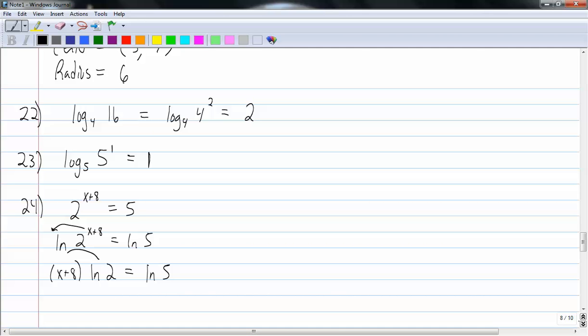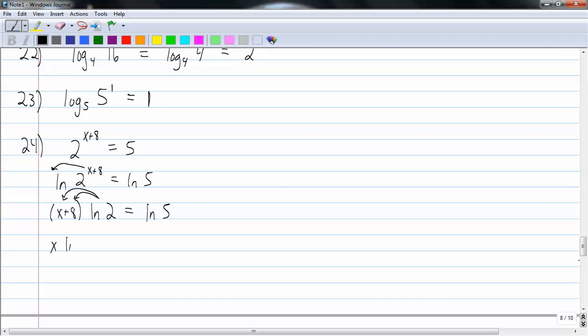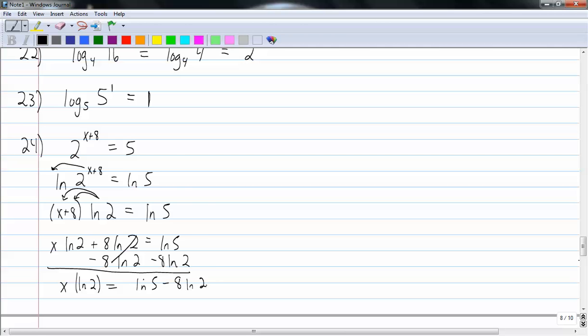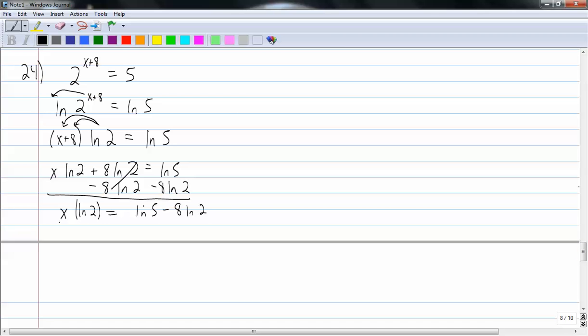Now, distribute natural log of 2 to everything in the parentheses. So I have x times natural log of 2 plus 8 times natural log of 2 equals natural log of 5. Now get the x by itself. So subtract 8 natural log of 2 from both sides. So I have x times natural log of 2 equals natural log of 5 minus 8 times natural log of 2. Now divide both sides by natural log of 2.